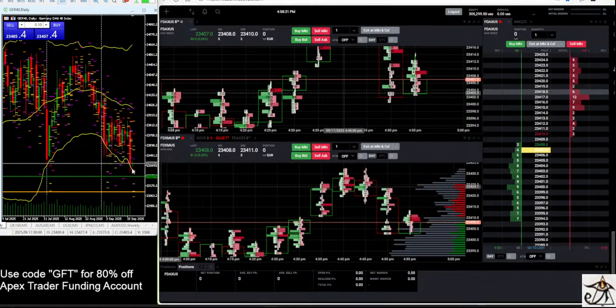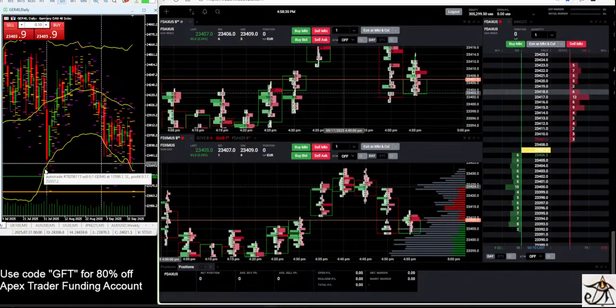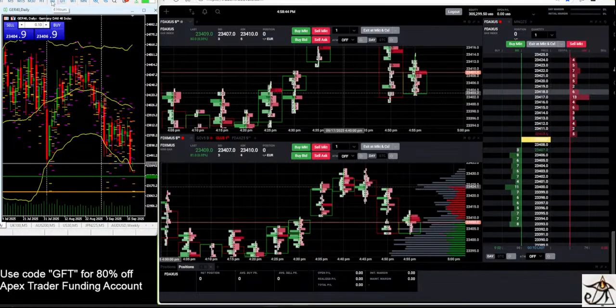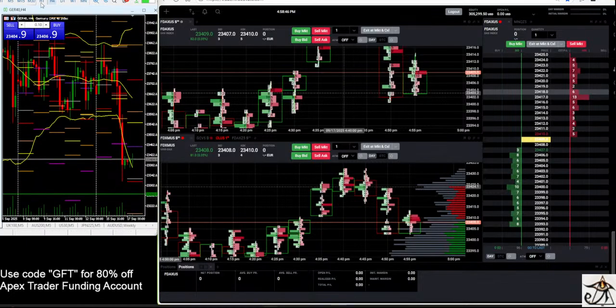That basically means that we're likely to get action like this. We came down, touched the Bollinger Band, and came back up into the normal trading area in relation to the standard deviations there. So same on the 4 hour.